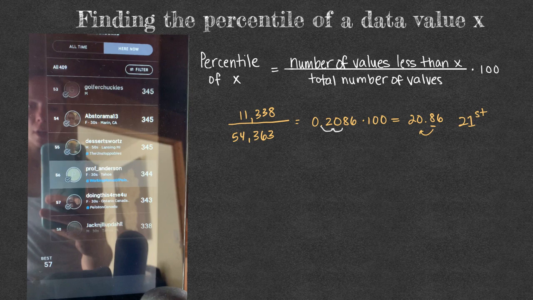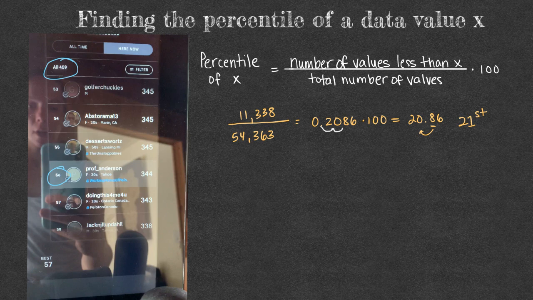To practice the technique of finding percentiles one more time, let's look back at my rank on the leaderboard during my actual ride. So 54,363 people took the ride, but when I took it, there were currently 409 people taking the ride, and I finished here in 56th place. So again, my position is 56.